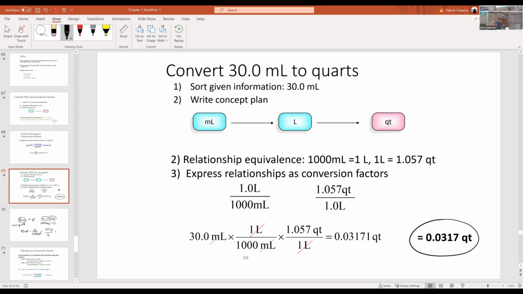So the answer is in 3 sig figs. The reason it's in 3 sig figs is because our question asked us to convert 30.0 milliliters into quarts, not just 30, it's 30.0. So 30.0 has 3 sig figs. So yeah, any questions on that?